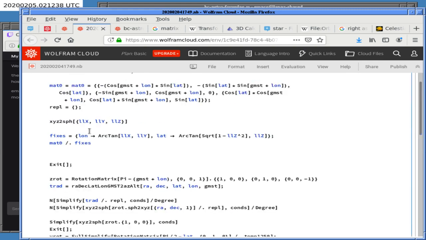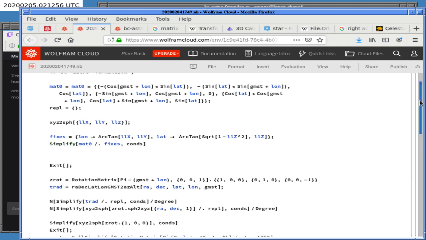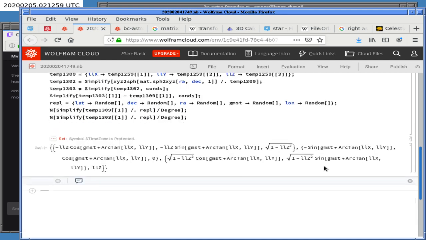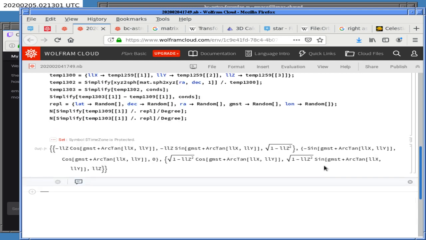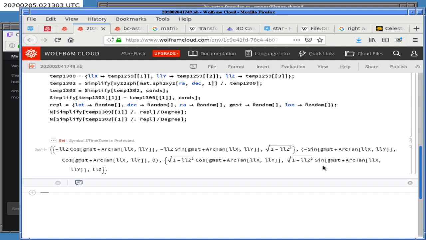Let's go ahead and simplify that given our conditions. And we probably need to add some more conditions. But first things first. And then second things second. Get rid of that. Do this. And let's see what our matrix looks like. Not fantastic, but not really that bad looking.